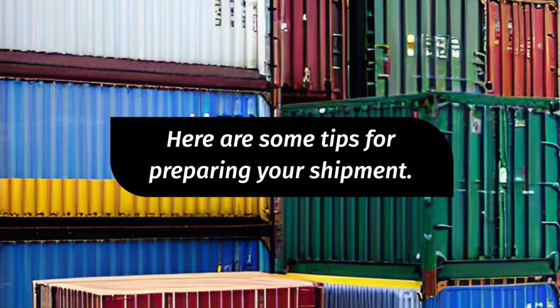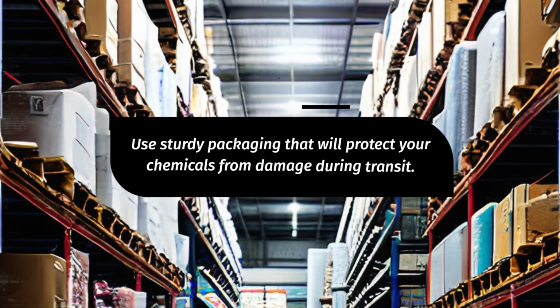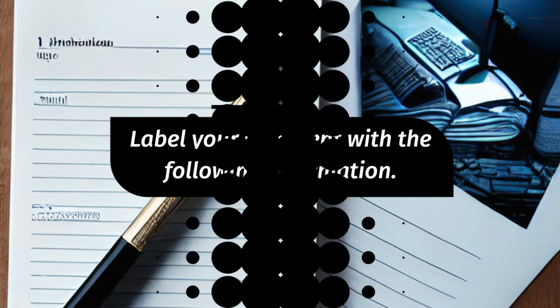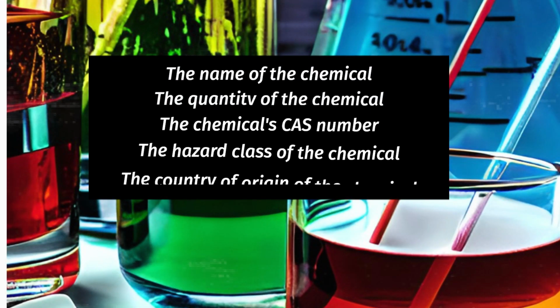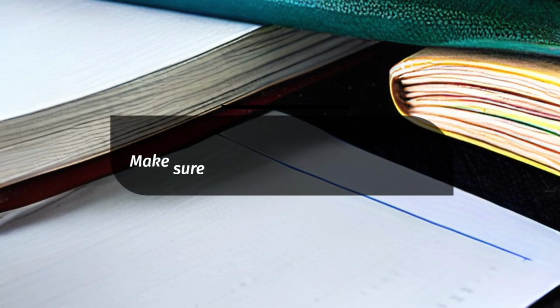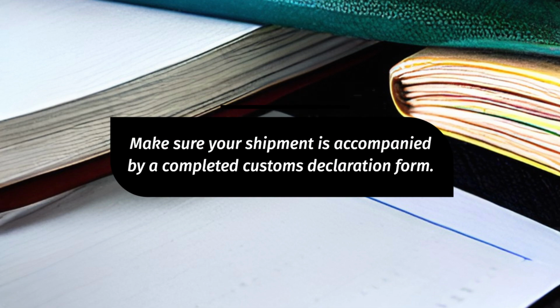Here are some tips for preparing your shipment. Use sturdy packaging that will protect your chemicals from damage during transit. Label your shipment with the following information: the name of the chemical, the quantity of the chemical, the chemical's CAS number, the hazard class of the chemical, the country of origin of the chemical. Make sure your shipment is accompanied by a completed customs declaration form.